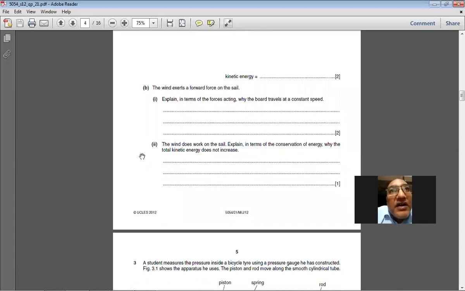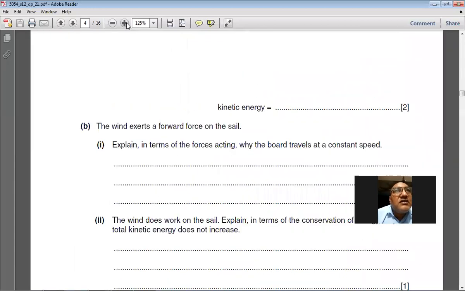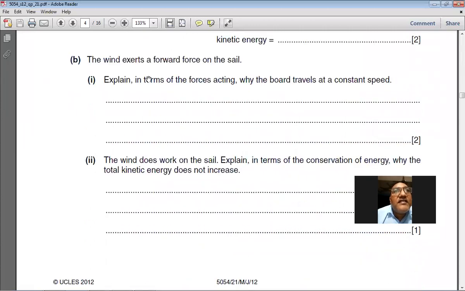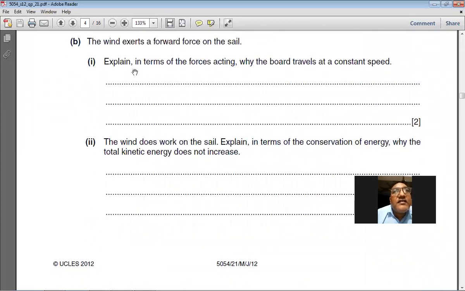B part. Let me increase the size. The wind exerts a forward force on the sail. Explain in terms of the forces acting why the boat travels at a constant speed. Whenever something travels at a constant speed, all the forces which are acting on that body, they are balanced, and the resultant force is zero.